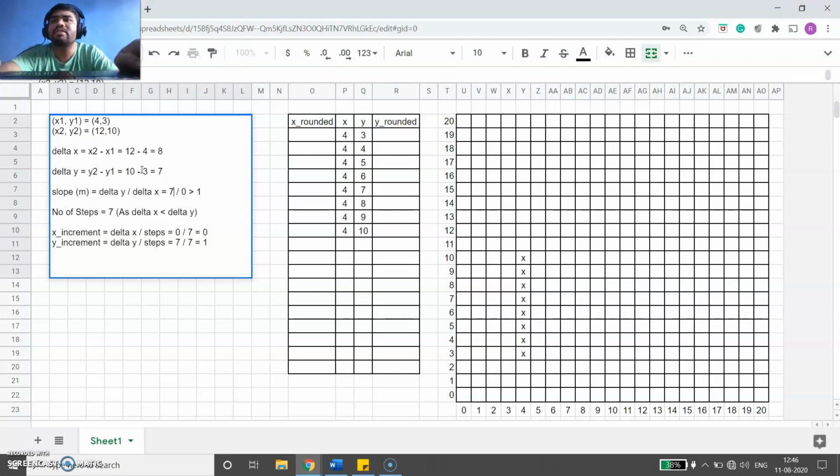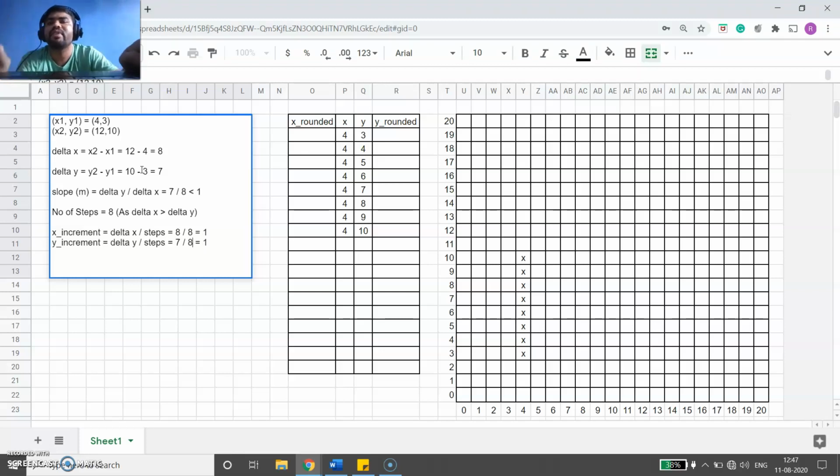Delta y by delta x is 7 divided by 8, which is less than 1. So we can clearly say that the number of steps is with respect to delta x, as delta x is greater. So number of steps equals 8. Now we have delta x by number of steps, that is 8 by 8, which is equal to 1. And we have delta y as 7 by 8.